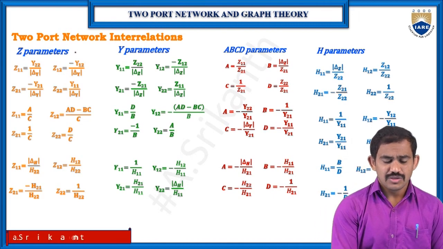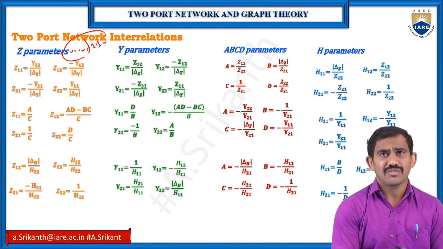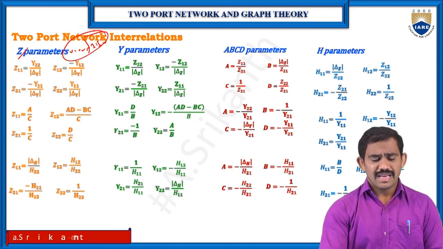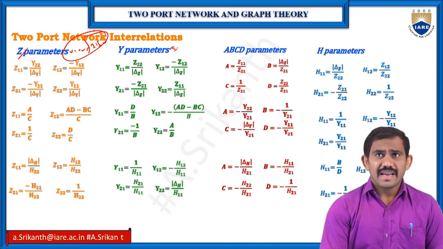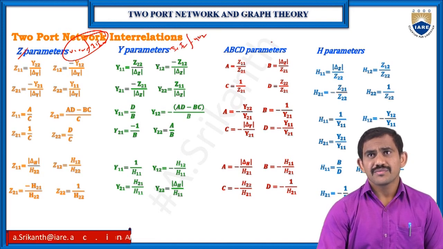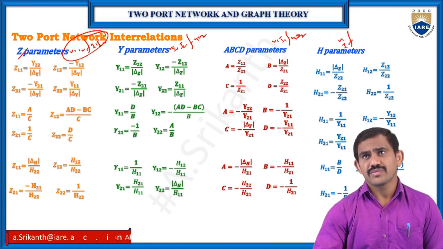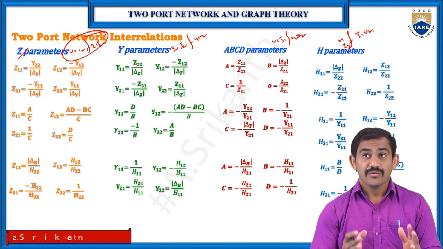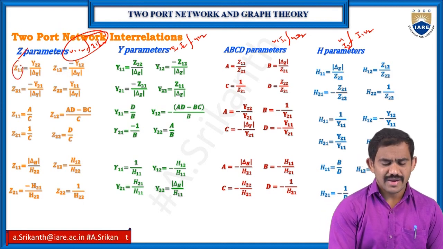Suppose here Z parameters, so V1 and V2 in form of I1 and I2. If you know this equation, we'll get the remaining values. And same thing, Y parameters: I1 and I2 in form of V1 and V2, and ABCD parameters: V1, I1 in form of V2, I2, and H parameters: V1 in form of I1, V2, and I2 in form of I1, V2. Just remember which equations we have. And if you know one parameter, I can find out the remaining parameters.